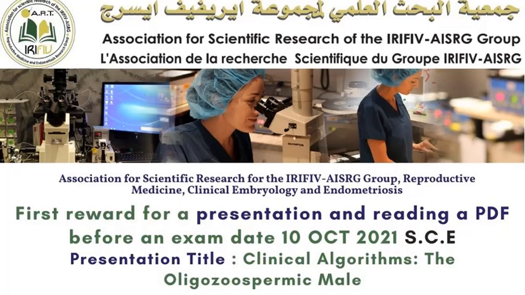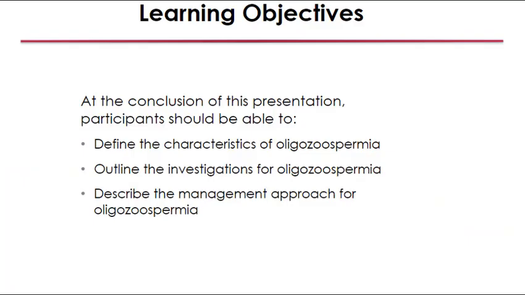Algorithms, the oligozoospermic male. At the conclusion of this presentation, participants should be able to define the characteristics of oligozoospermia, outline the investigations for oligozoospermia, and describe the management approach for oligozoospermia.